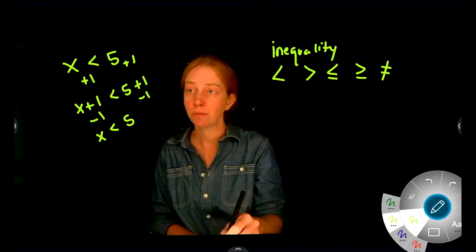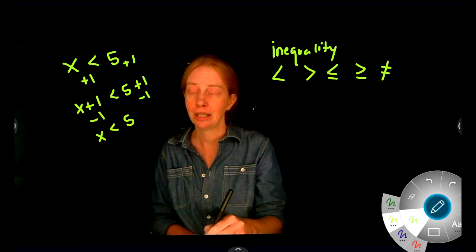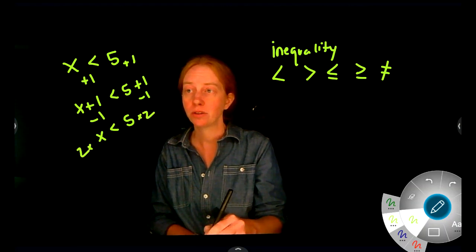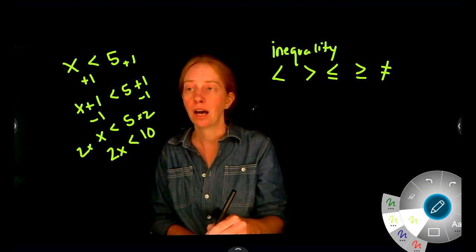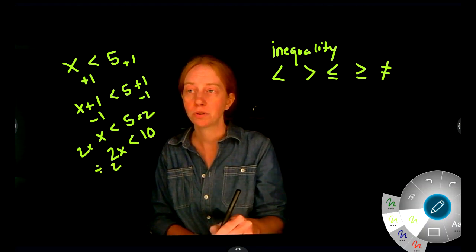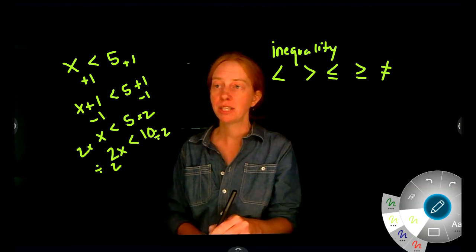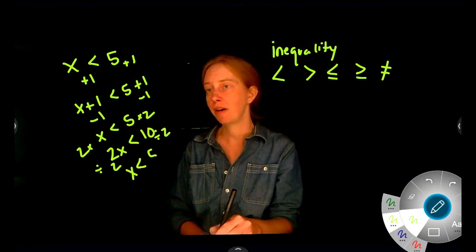Let me show you something I can do: I can, let's say, multiply by 2. So 2 times x is 2x, less than 5 times 2 is 10. I'm allowed to do that. I'm allowed to divide by 2 on both sides. Easy peasy. So now I have x is less than 5.